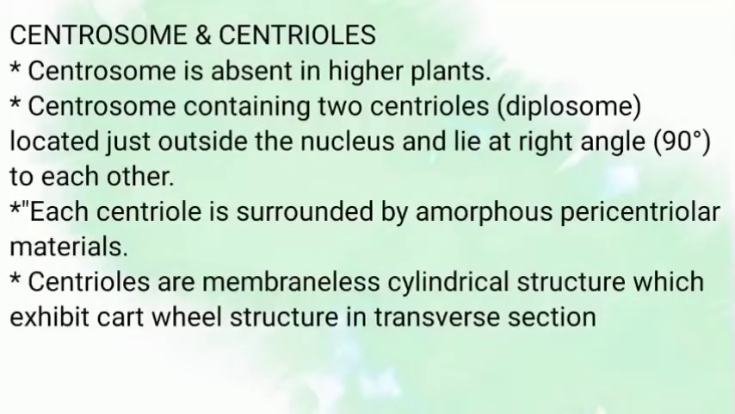Centrosomes and centrioles. Centrosome is absent in higher plants. Centrosome contains two centrioles. That's why centrosomes are called diplosomes. These centrosomes are located just outside the nucleus and lie at right angles, 90 degrees, to each other. Each centriole is surrounded by amorphous pericentriolar material. Centrioles are membraneless cylindrical structures which exhibit a cartwheel structure in transverse section.